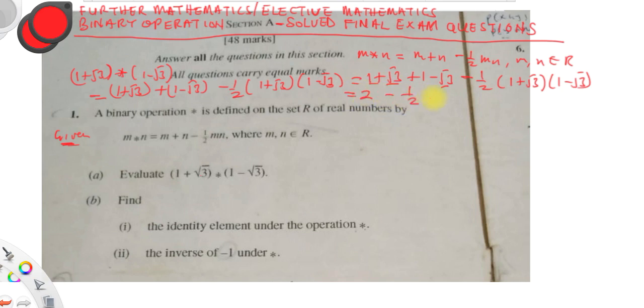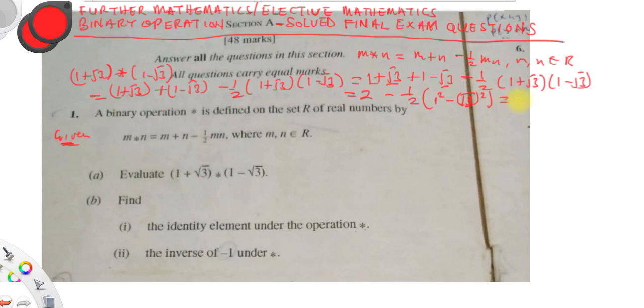If you expand this, 1 times 1 you get 1. 1 times negative square root of 3, negative square root of 3. Then we have positive square root of 3, so it will go to 0. And then negative square root of 9, you get negative 3. It's the same as the difference of 2 squares, 1 squared minus square root of 3 squared.